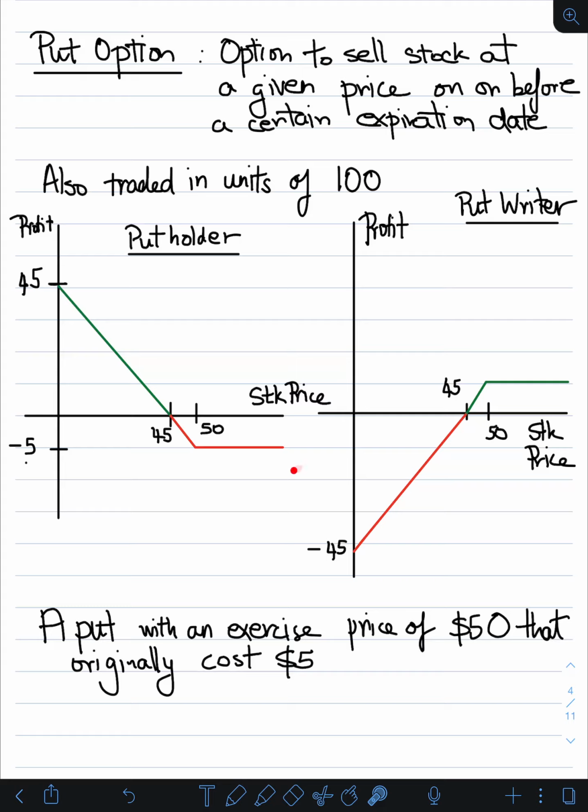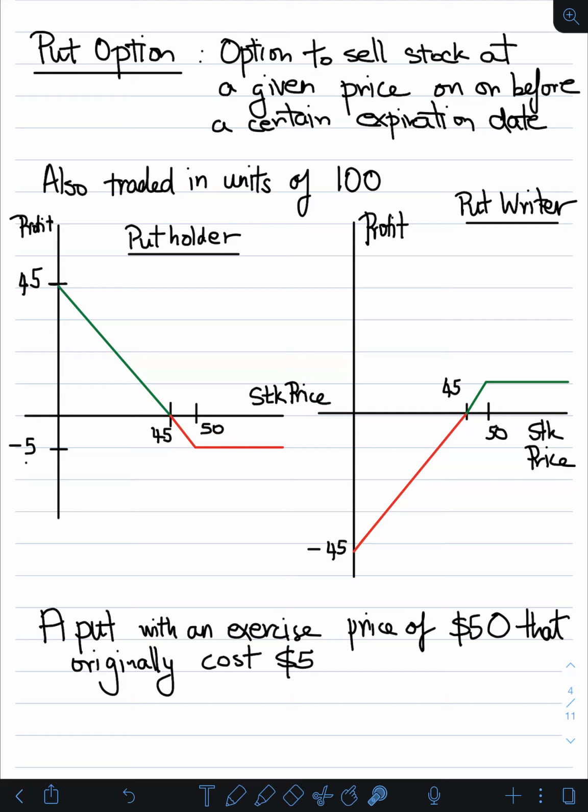Now, at any price above 50, the put holder is not going to exercise the right to sell at 50, because they can just go to the market and sell it for, let's say, $55 and not have to sell it at 50 to the put writer. So at a price greater than 50, the option is not exercised. Anywhere to the left of $50, the put holder exercises their right and sells it at 50. Anywhere to the right of $50, the put holder will choose not to exercise the option and let it expire.